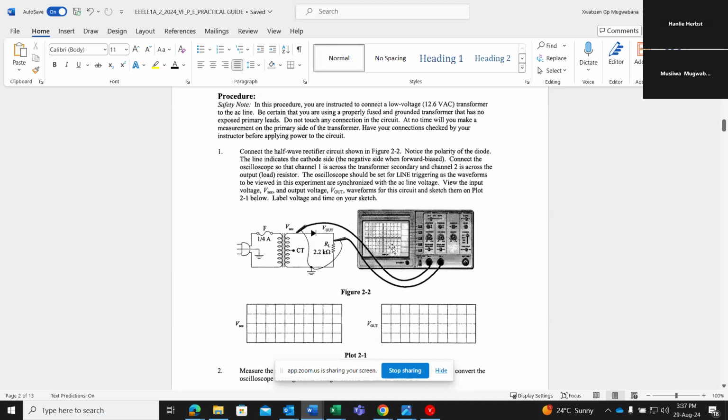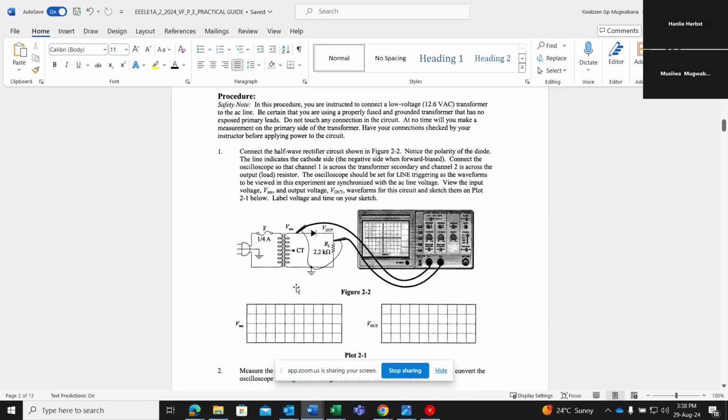But in this case, you will see that on your oscilloscope, you have two channels that you need to connect, of which one channel will give you the secondary voltage and one channel will give you what will be on the output, which is going to be your half-wave rectifier. If you don't know what a half-wave rectifier is, refer back to the notes from your theory period, whereby a half-wave rectifier was explained. Now, you will see that here also there is a point of ground.